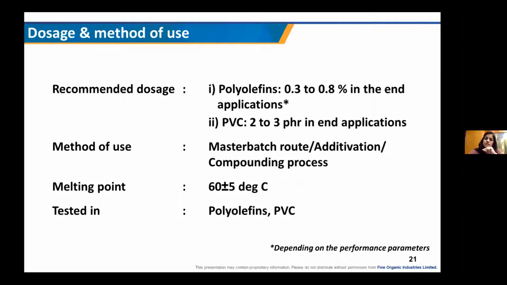In case of polyolefins, the suggested dosage level is between 0.3 to 0.8% in the end application. This may vary if we are talking about extremely high crystallinity. So the end application becomes the key here. In case of PVC, we are looking at a dosage level between 2 to 3 phr in the end application. And again, as I mentioned, we have tested this in polyolefins and PVC, and we believe that this can work in other polymers also at suitable dosage levels.